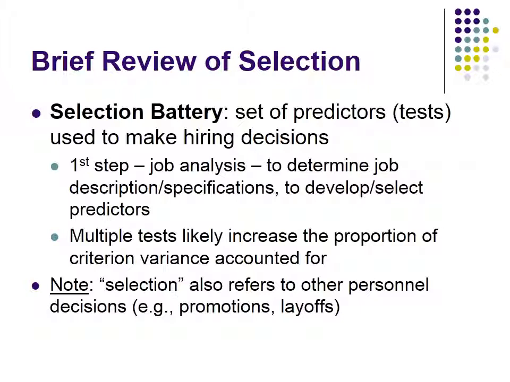So once we have that, generally speaking, we're going to have more than one test. Multiple tests likely increase the proportion of criterion variance accounted for. And again, what we're trying to predict here is the criterion, that measure of performance. We're taking potential employees, giving them a series of tests that have been found to be related to performance later in actual employees, to try to predict which employees would be the best for the job.